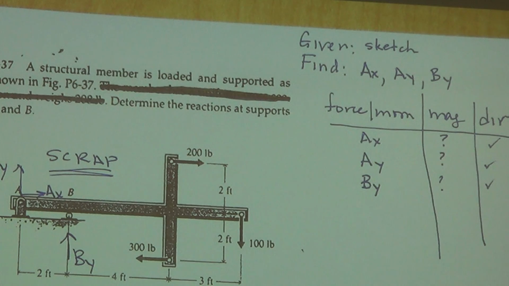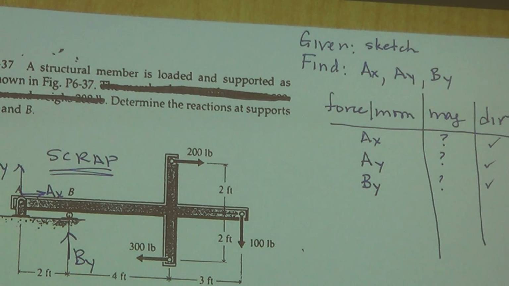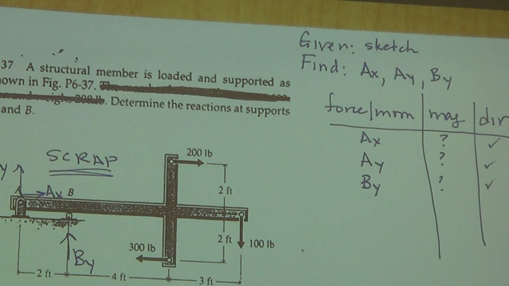So we can do that with AX because there's only one unknown in the x. But what about AY and BY? There's no way of quickly doing the sum of the forces in the y for me to determine what AY and BY are. If I did moments in my head I could, but then we have to do the math anyway, so why do that in my head? So even though you can visually see that AX has to be 100 pounds, you still have to write the equilibrium equations.